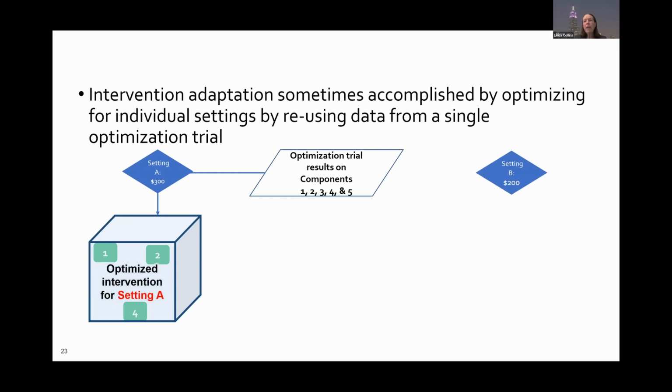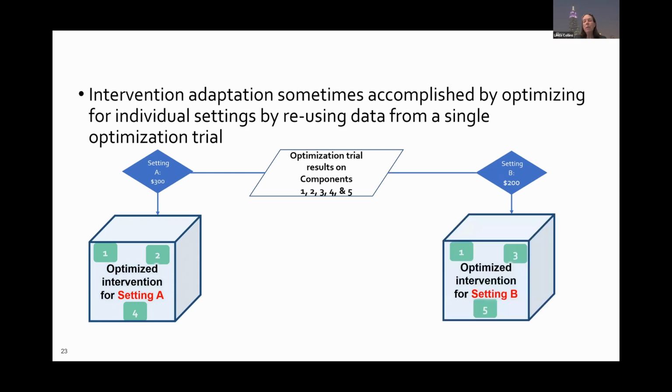With that upper limit on cost, let's say we optimize the intervention, and the optimized intervention includes components 1, 2, and 4. Now there's another setting, setting B, and unfortunately, setting B is not as resource rich. They can afford only $200 a person to implement the intervention. So when you optimize the intervention for the best expected outcome with an upper limit on cost of $200 a person, now the components that make up the optimized intervention are 1, 3, and 5. So these 2 interventions, the one for A and B, have 1 component in common and 2 components are different.